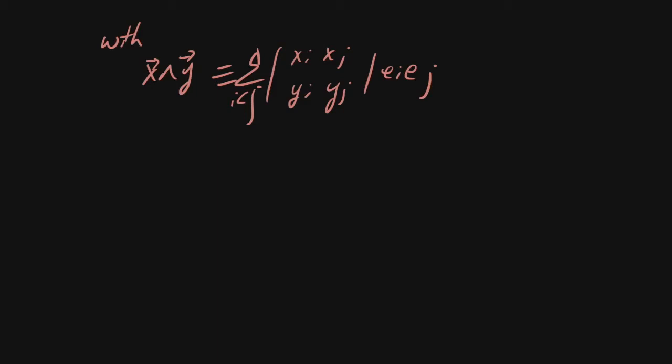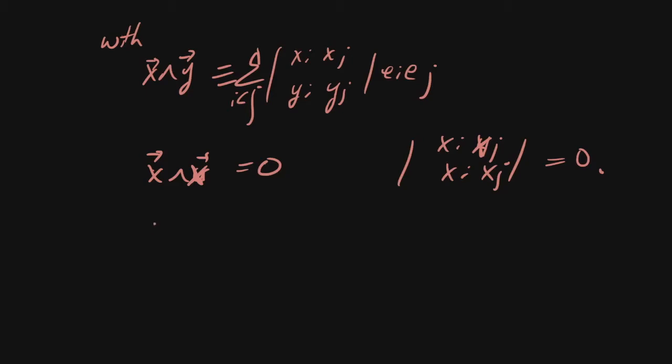One of those is that the wedge product of a vector with itself is going to be 0. So that is clear since xi, xj, xi, xj for any i, j equals 0.